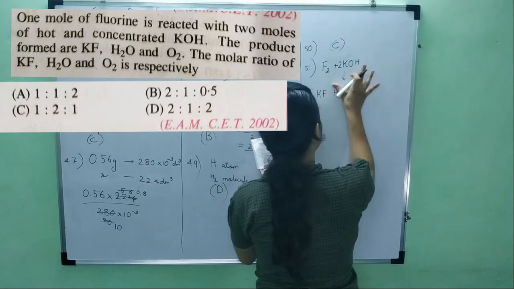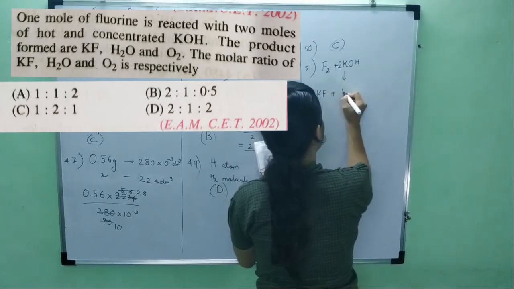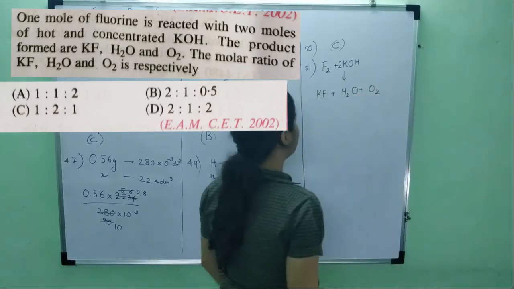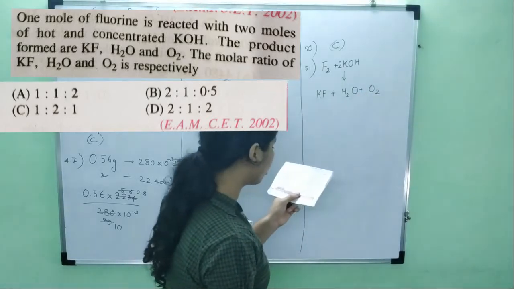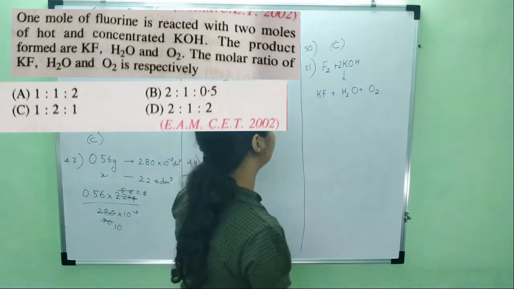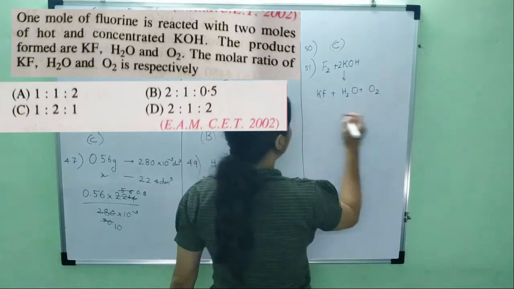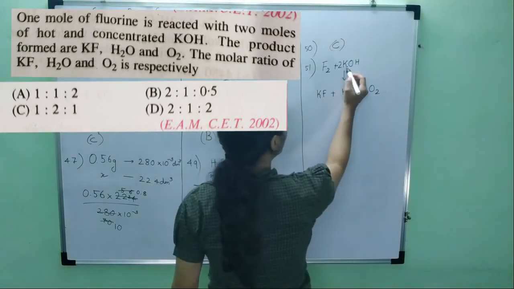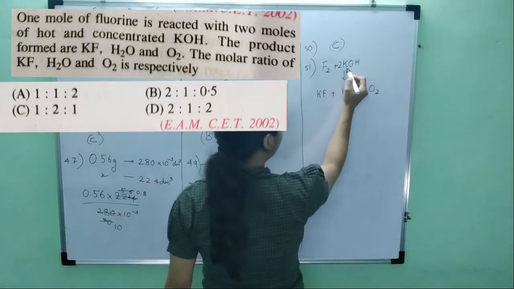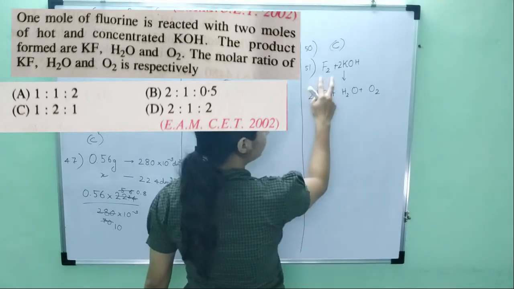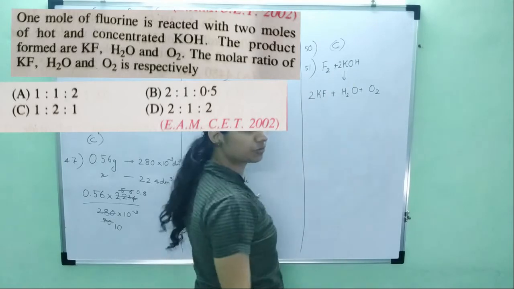H2O, and the third product is what? O2. Okay. So what they have asked is the molar ratio of KF, H2O and O2. So we have to balance the equation and find out what would be the molar ratio. Now if you could see, there are 2 potassium ions here, but there is 1. So this would become 2. Now fluorine is 2 here, fluorine is 2 here. So fluorine and potassium are balanced.